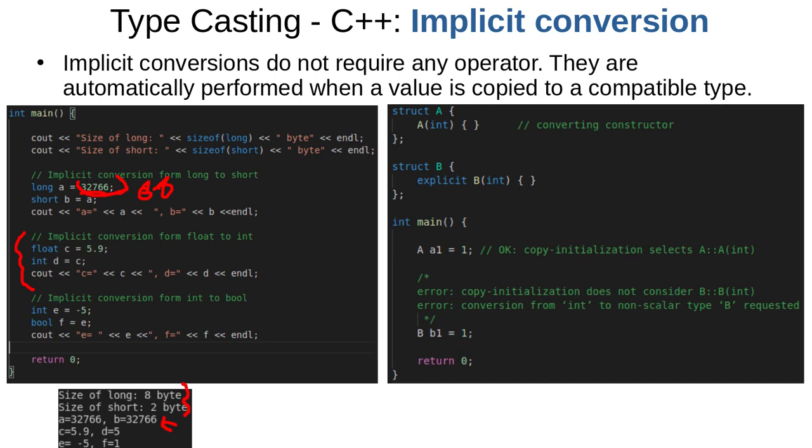This is another example for implicit conversion. Here we are trying to cast a float into an integer. So 5.9, cast to an integer, the value will be 5.